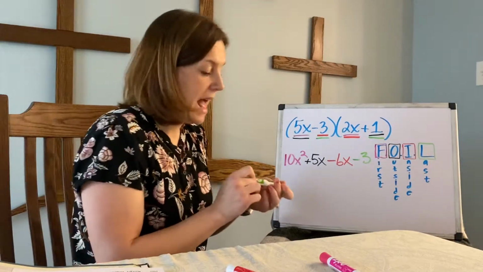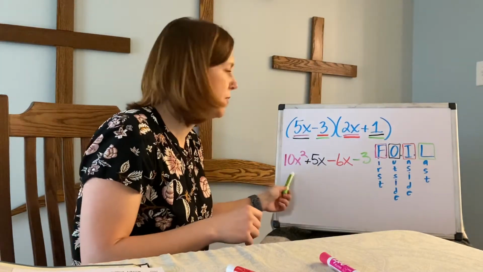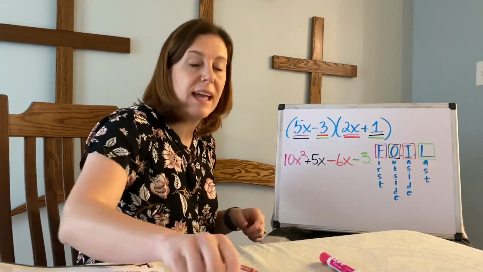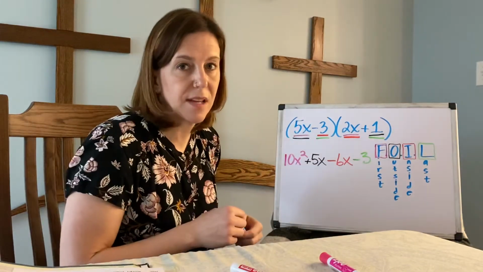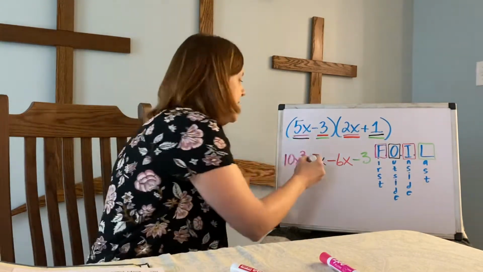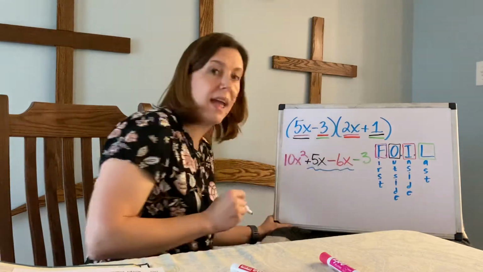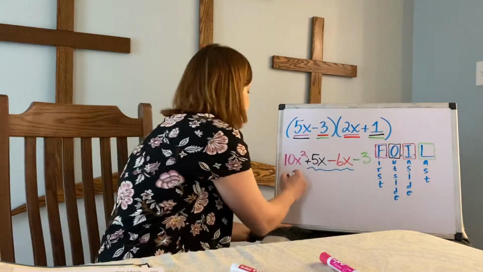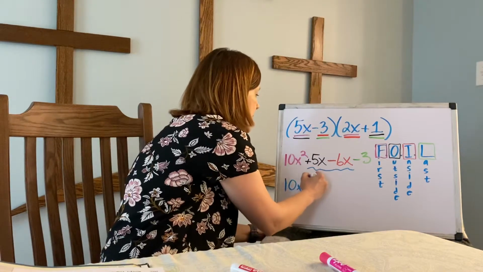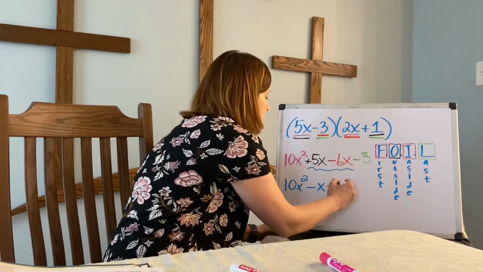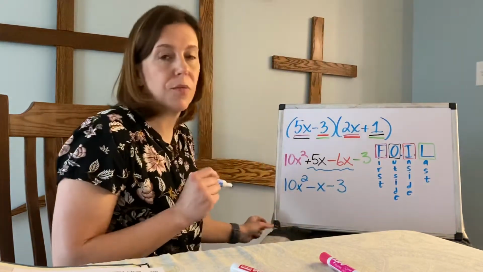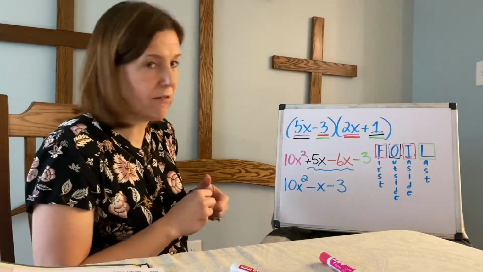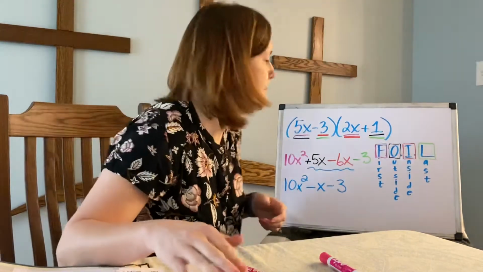Okay, at this point, I need to look at the 4 terms that I have and see if there are any common terms that can be cleaned up. And if I do that, I see right here, my x's are common terms. They need to be combined. So my final answer is 10x squared minus x minus 3 for my answer for my FOIL method problem.